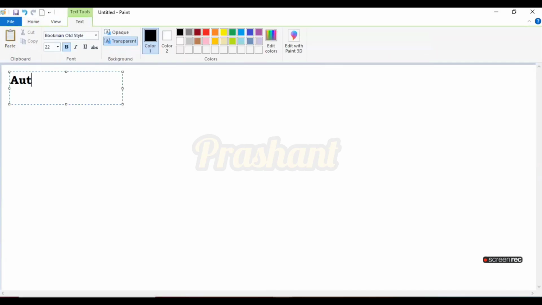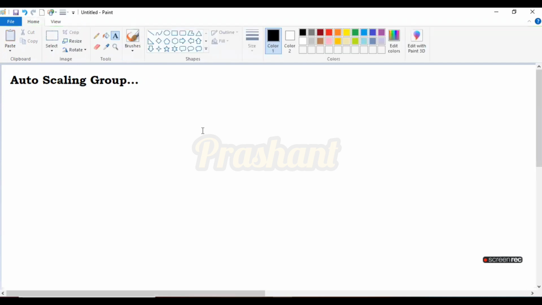What is meant by auto scaling? Auto scaling group. So what is that auto scaling group? Auto scaling group is used when we are using a load balancer, right? So I want to just give you one example.